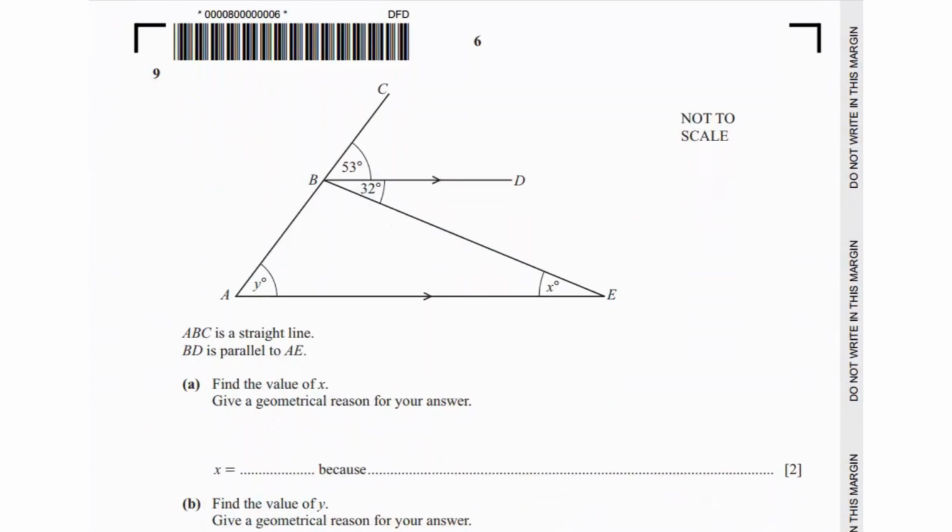Then it says ABC is a straight line, BD is parallel to AE. Find the value of x. Give a geometrical reason for your answer. X is going to be equal to 32. Why? Because alternate angles are equal in parallel lines. That's your reason.